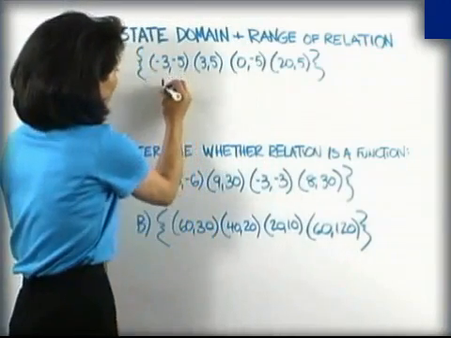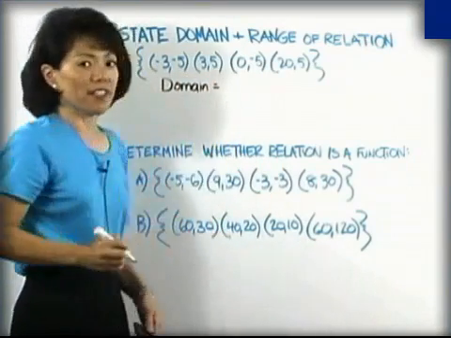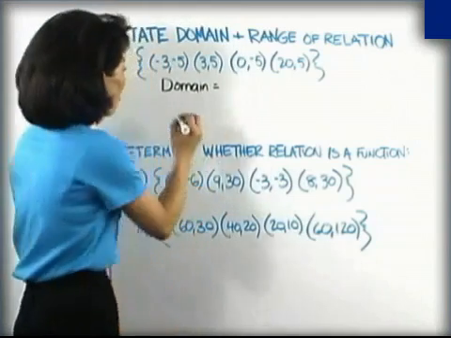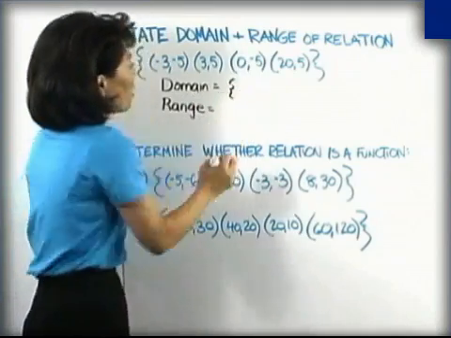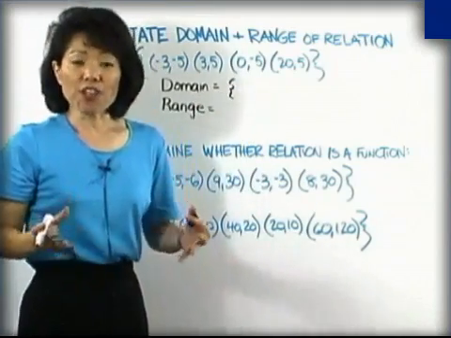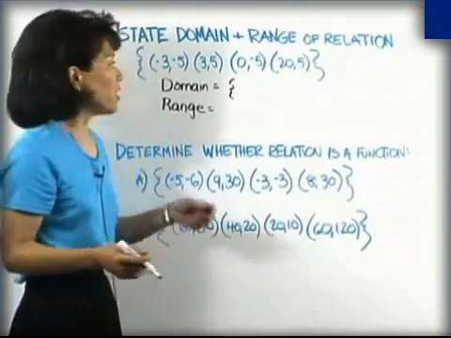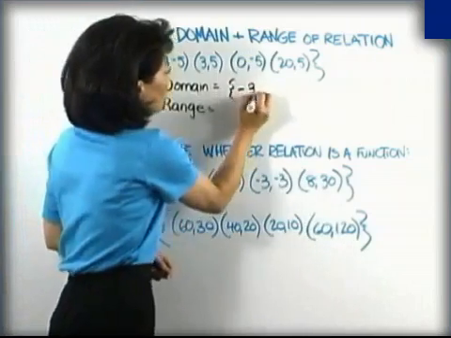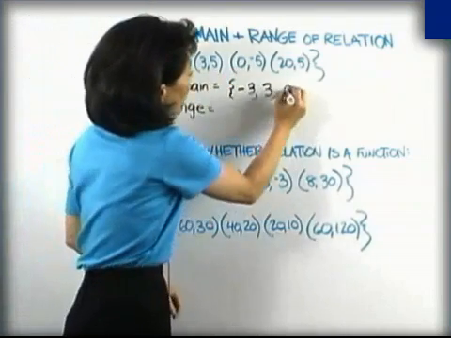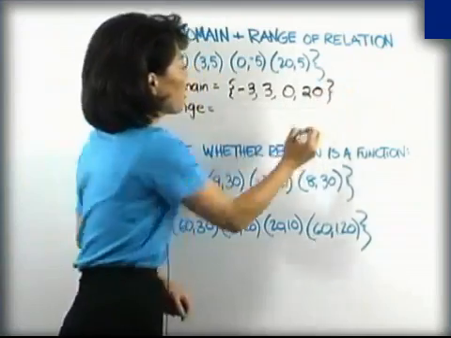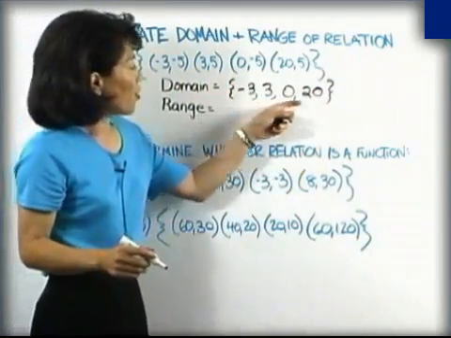Now, if we're going to state the domain and range, the domain is just the set of all the x coordinates. The range is a set of all the y coordinates. So we have domain, range. If we want to list them here, the domain is the set of all the first coordinates, x coordinates, or sometimes referred to as the first component. So here we have -3, 3, 0, and finally at the end there, 20. So the domain of this relation is simply -3, 3, 0, and 20.